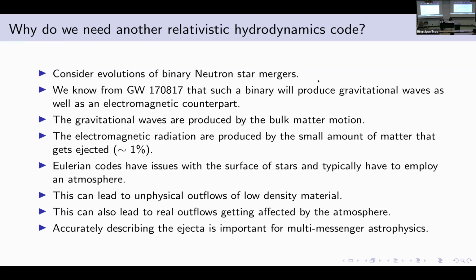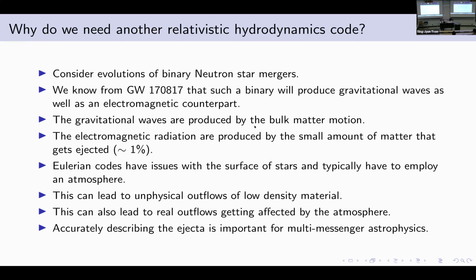And so if we look at binary neutron star mergers, then we know from GW170817 that such binaries will produce gravitational waves as well as electromagnetic counterparts in the form of kilonova. We certainly hope that we will see more of those in the future because we can learn much from them.